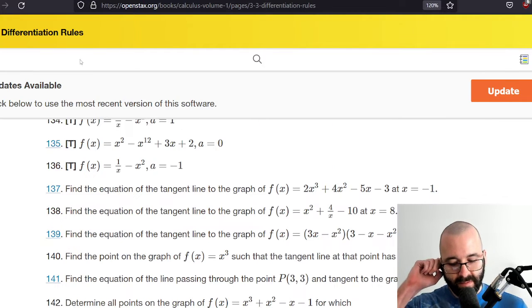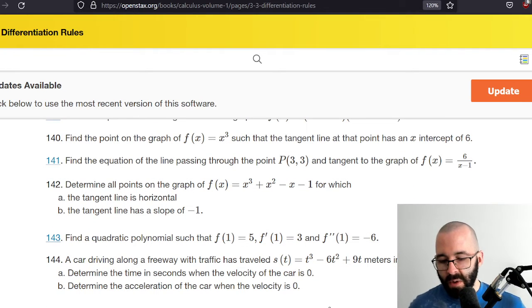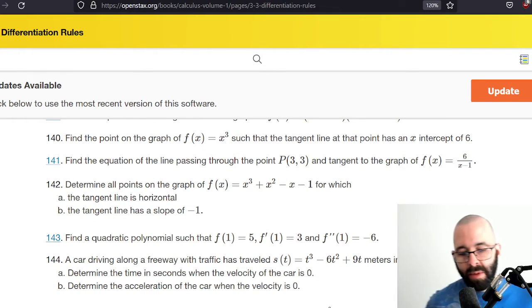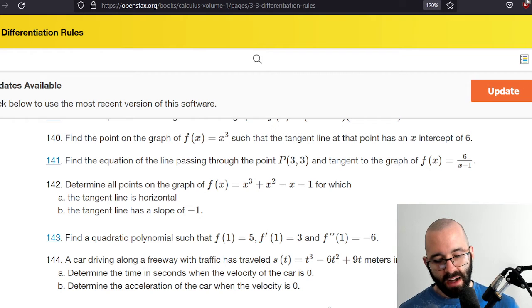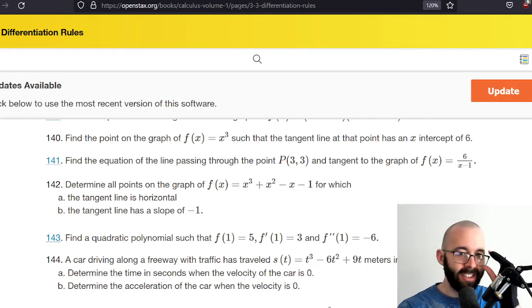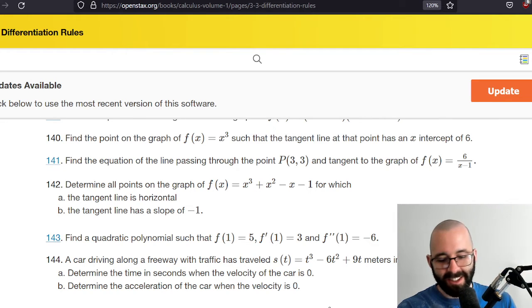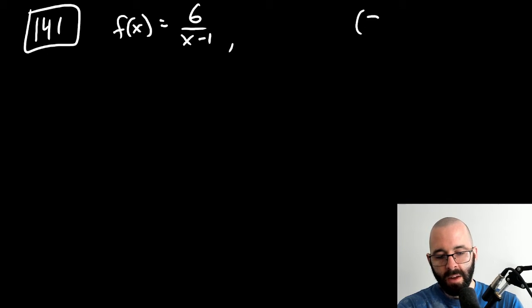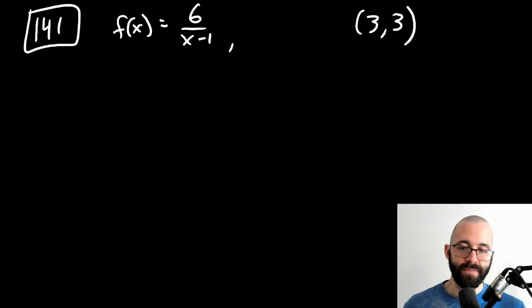Let's do some wackier problems. 141. Find the equation of the line passing through the point 3, 3 and tangent to the graph. Now, this is not as exciting as I thought it was going to be. All right, whatever. Sorry, it's not as hard. I'm sure you're very disappointed. So we need to find the tangent line, where f of x equals 6 over x minus 1. And we're looking at the tangent line at this point.